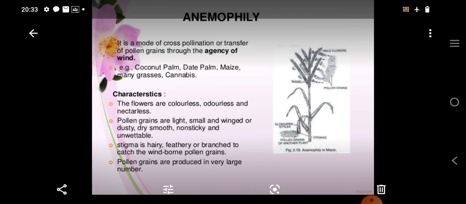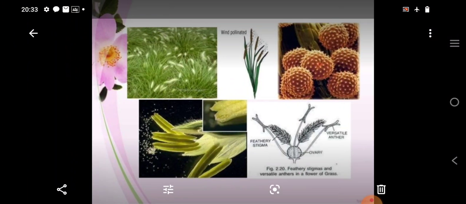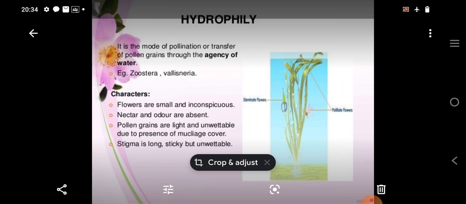Now I want to discuss another one. These are some examples of pollen grains. And the next one is hydrophily. Actually, hydrophily is a mode of pollination in which the pollen grains are transferred through water. Okay, and examples are Zostera or Vallisneria. Okay, so what are the adaptations?